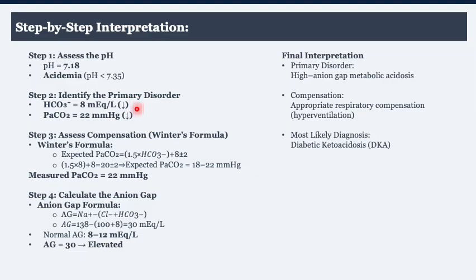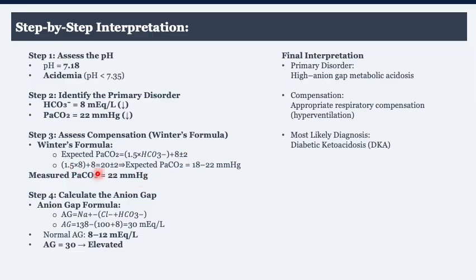So based on this, this is a primary metabolic acidosis. Next, you want to determine if the patient is compensating adequately. So you would use your Winter's formula and put your numbers in. So expected partial pressure of carbon dioxide equals 1.5 times the bicarbonate plus 8, plus or minus 2.